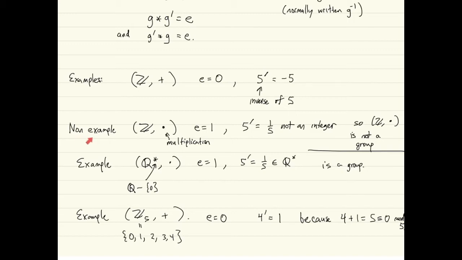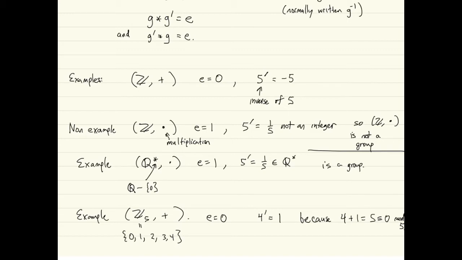Now, a non-example of a group is the integers with multiplication. Now, it does have an identity element, namely 1. 1 times any number is that number. But 5 primed, the inverse of 5, does not exist in this set Z. The inverse under multiplication of 5 would be 1 over 5, the fraction. But that's not an integer, and so Z with the binary operation of multiplication is not a group. Another element that would not have an inverse would be 0.